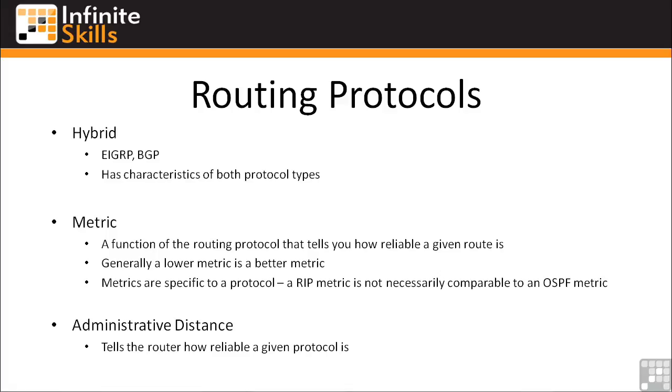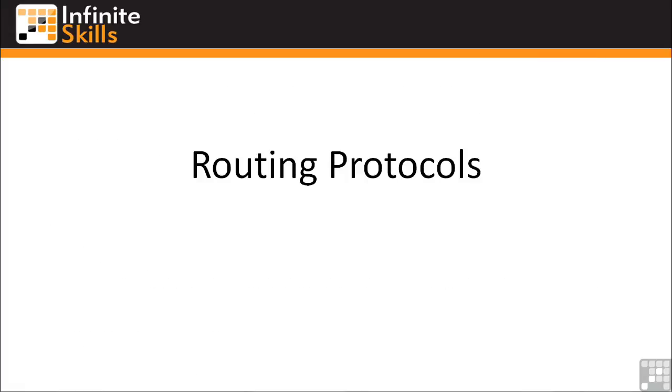The administrative distance tells you which routing protocol has the best route to a given network. Just like metrics, the lower the administrative distance, the better or more reliable the protocol is, and the more likely that that particular route from that routing protocol will be installed in the routing table. And that concludes our discussion of routing protocols.